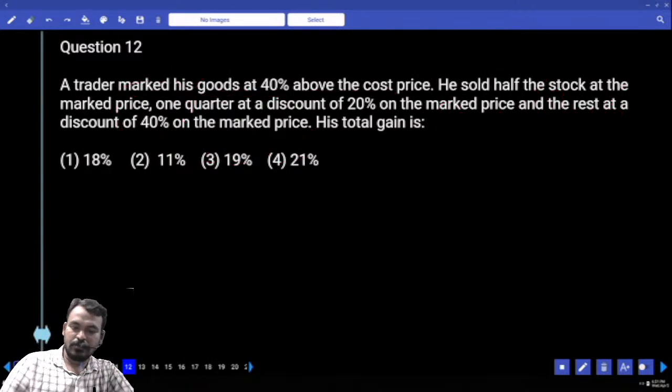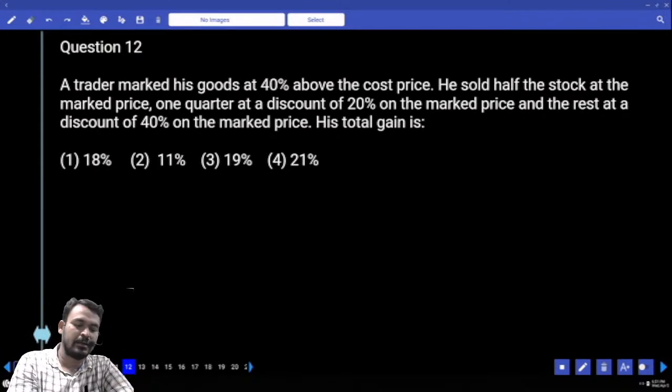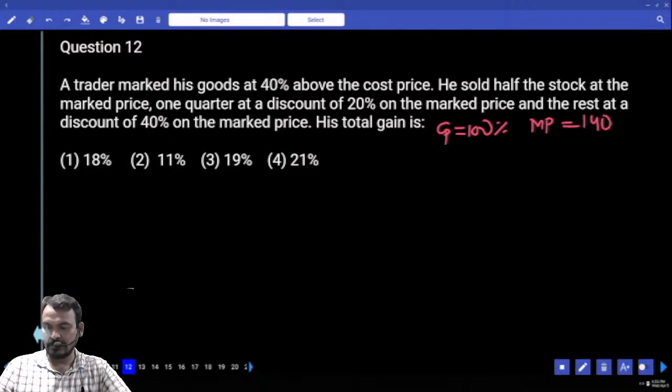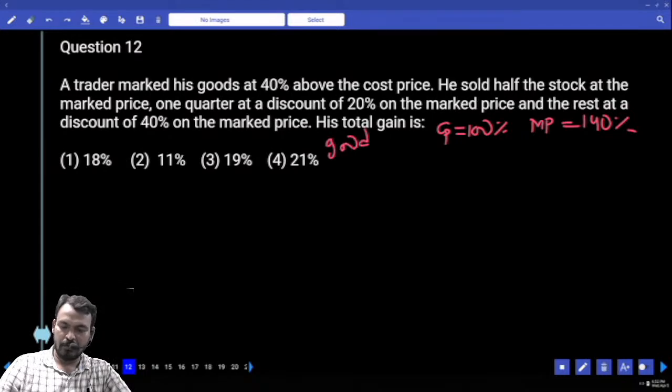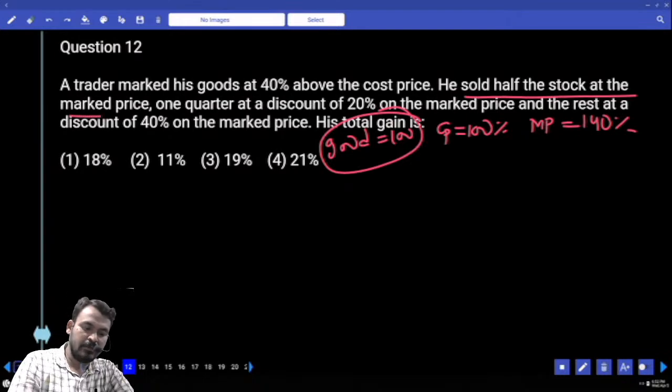A trader marks his goods at 40% above the cost price. He sold half of the stock at the market price, one quarter at a discount of 20% on the market price, and the rest at a discount of 40% on the market price. Find his total gain percent. Suppose the cost price we consider is 100%. Market price 140%. Suppose total goods we consider 100.